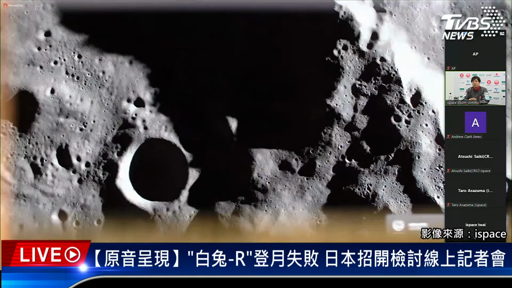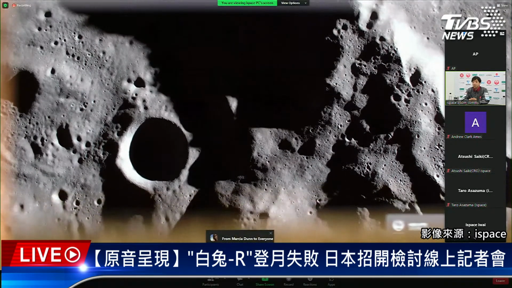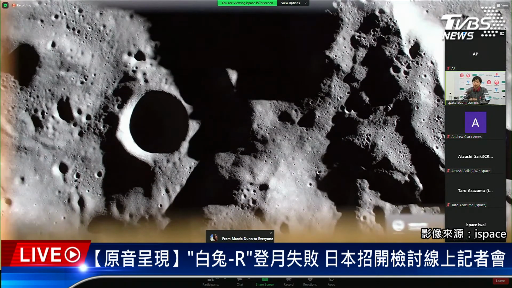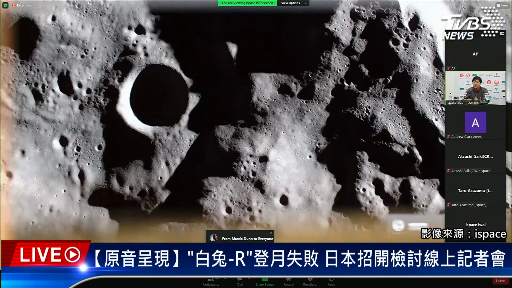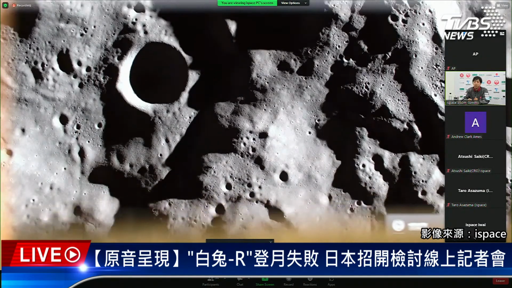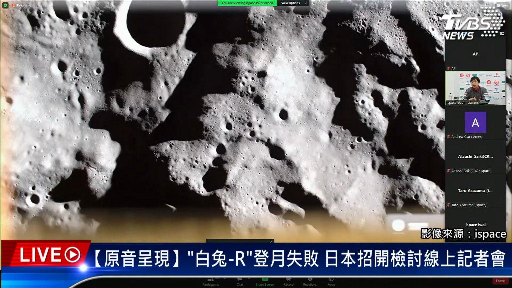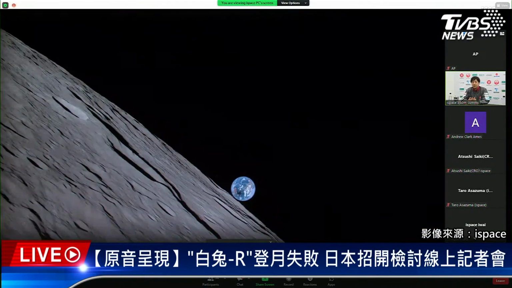Yes, this is another movie from 100 kilometer altitude. This is also really impressive. The lunar surface looks really close, and you can identify really detailed terrain features on the lunar surface. Please move on to the next slide. This is the Earth setting moment. Now the Earth is approaching the lunar horizon. This is also a really impressive picture too. Then please move on to the next slide.